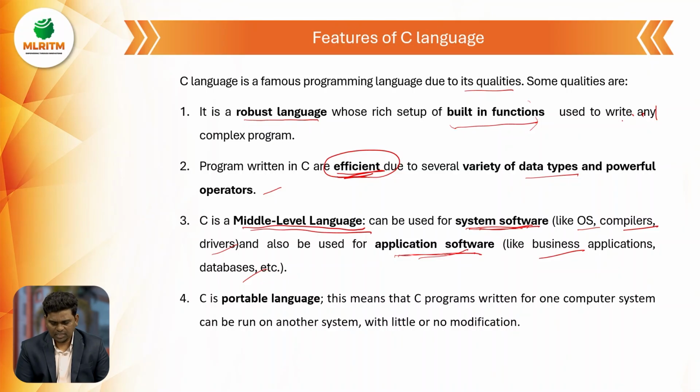Coming to the next feature, C is a kind of portable language, which means you can carry this easily from one system to another system. At the same time, you can develop the program on one system and it can be executed on different systems. So C is a kind of portable language.